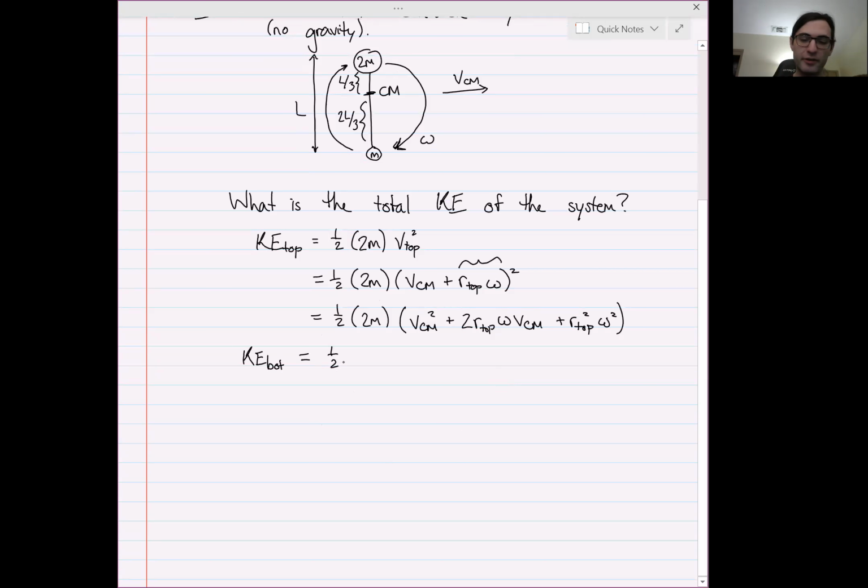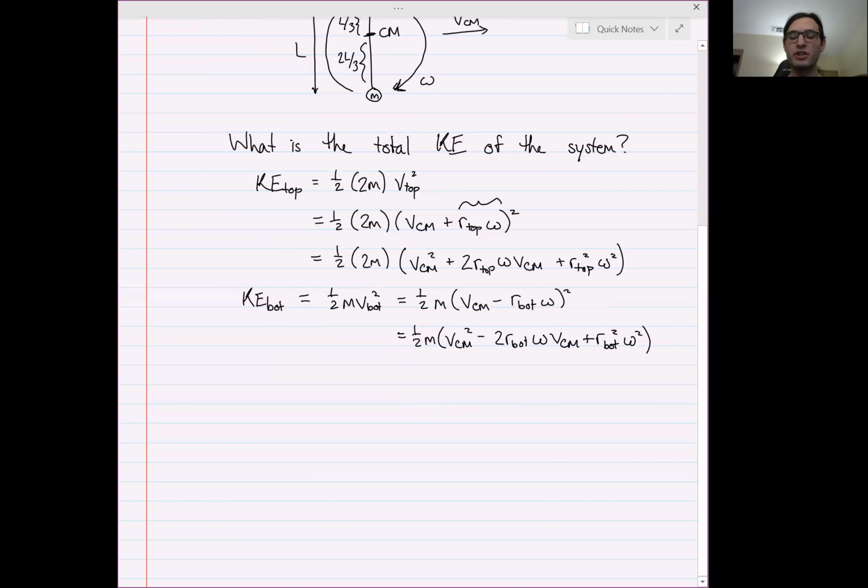So we would find that this is 1/2 m v bottom squared. And again, the bottom rock is actually moving more slowly than the center of mass speed, and the reason for that is because at this instant in time, the rotation forces the bottom rock to have some extra speed to the left. So this would be 1/2 m times vcm minus r bottom times omega, quantity squared. And then we can do the same sort of expansion. We get 1/2 m vcm squared minus 2 r bottom omega vcm plus r bottom squared omega squared.